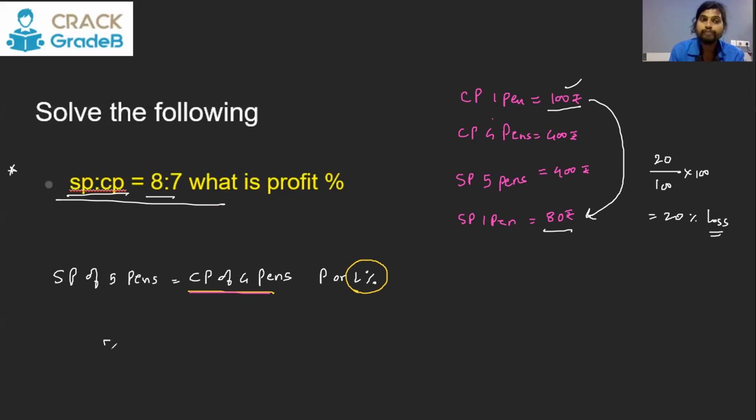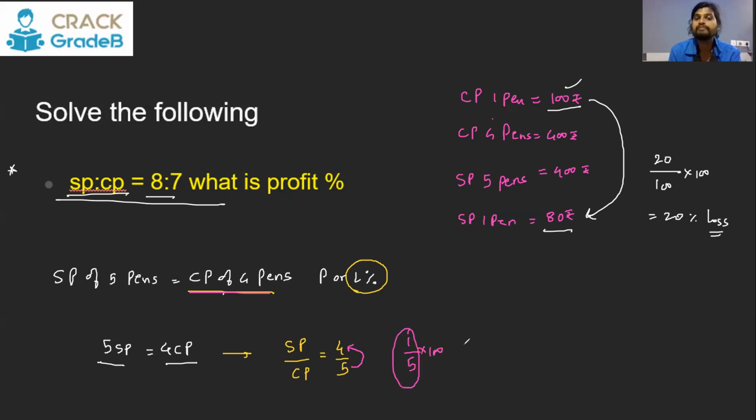So you have to write 5 SP is equal to 4 CP, because the selling price of 5 pens is equal to the cost price of 4 pens. And then you turn it into the ratio form. So you write SP upon CP is equal to 4 upon 5. And then again, you can just say that 5 rupees worth of stuff, if you are selling for 4, there is a loss of 1 on 5. And the fraction 1 by 5 being 20%, there is a loss of 20%, as you can see here.